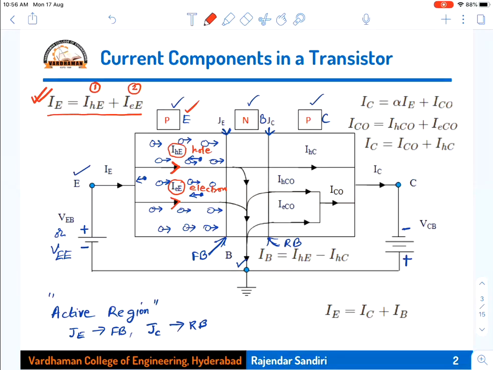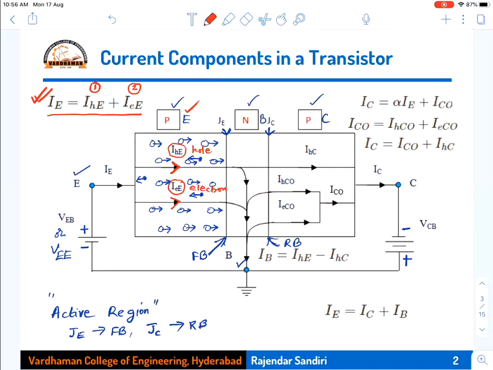Like that, we have to see what the current components are in the base region and in the collector region. Then all together, we should have the current relationships for IE, IB, IC, and the relationship among these three: IE is equal to IB plus IC. Now what is happening? These many holes are emitted by the emitter, and they are all moving towards the base, right? Now the base is n type.